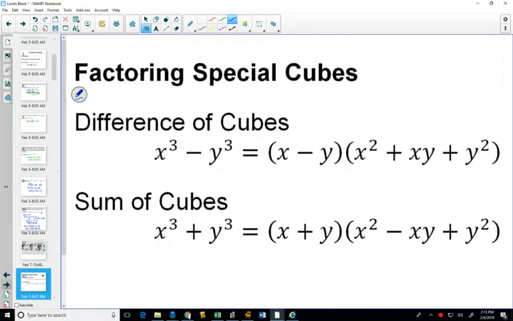Here's some factoring that you probably didn't see in grade 12, and yet it is used a fair bit in universities. Differences of cubes and sum of cubes. Now, you could use your factor theorem and remainder theorem to figure this out, but these will be two formulas that we're going to have for difference of cubes and sum of cubes.